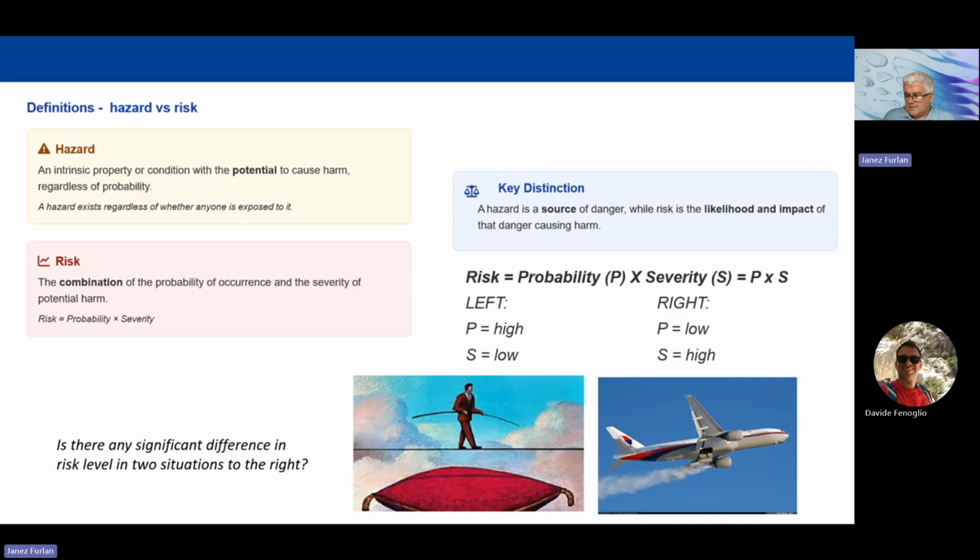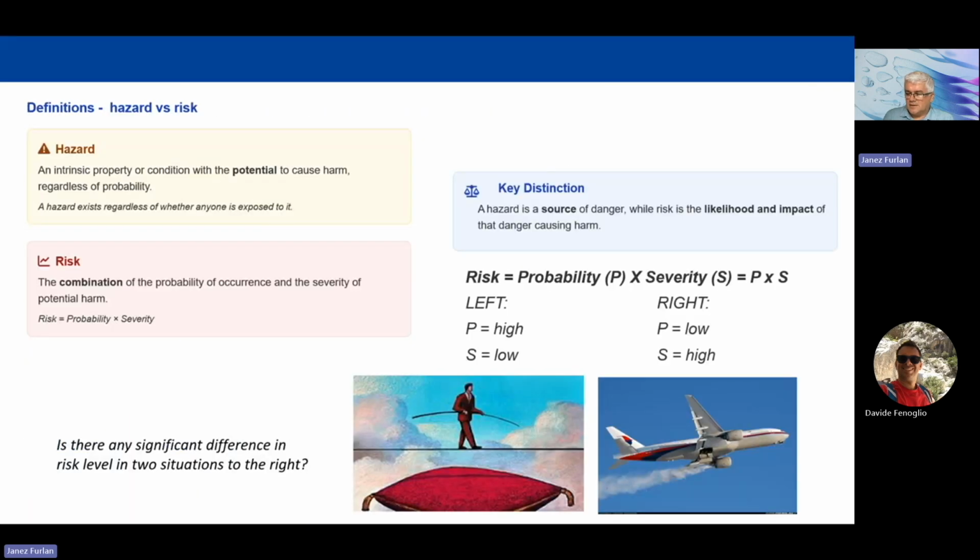Having in mind that probability multiplied by severity defines the risk level. So on the left, we have, as you can see, a high probability that this guy will lose his balance and fall onto the blanket. However, the height of the fall is very low, and even if he falls, he will probably not hurt himself so much. So severity is very low.